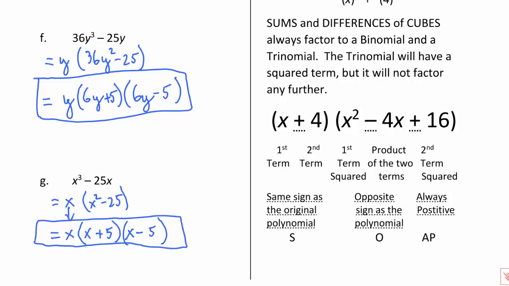Be aware that it is a common mistake to just drop this x whenever you're factoring the x squared minus 25, so just make sure that whatever appears here also appears here as well.